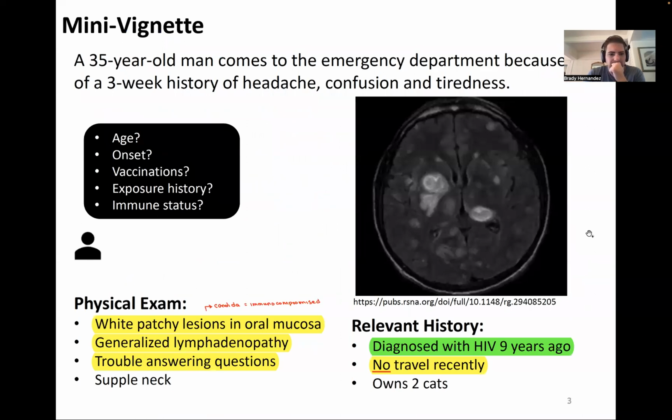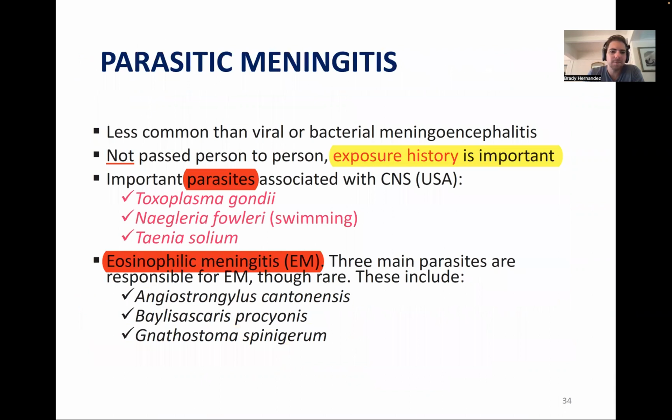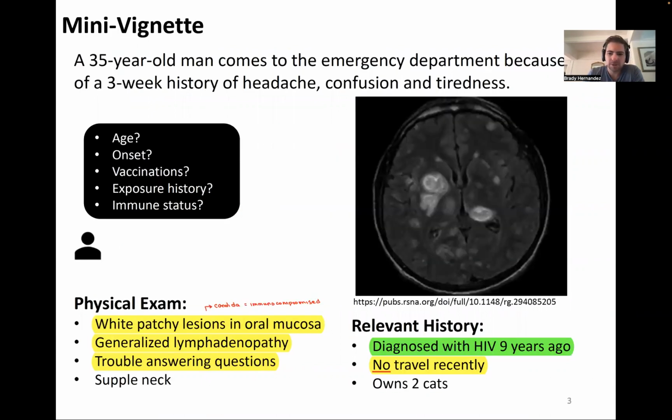All right, what are we looking at? White patchy lesions in the oral mucosa, right? Whenever they talk about leukoplakia or candida, thrush, candida can be scraped off, leukoplakia cannot, okay? So leukoplakia can be a precursor to some sort of cancer, but we'll see what they're talking about.